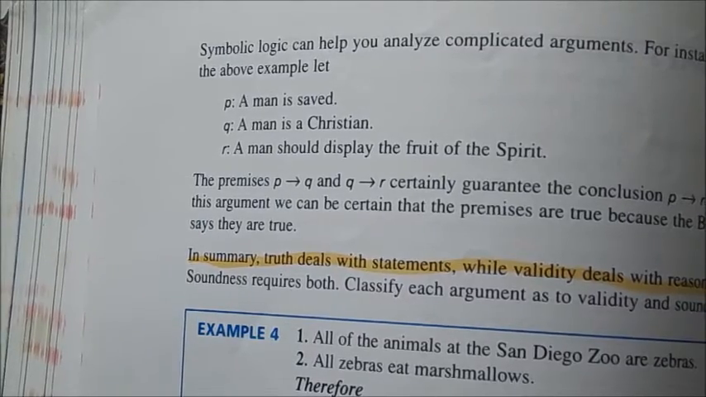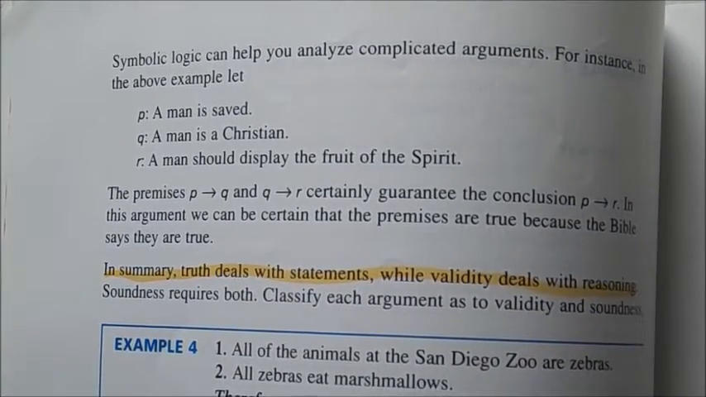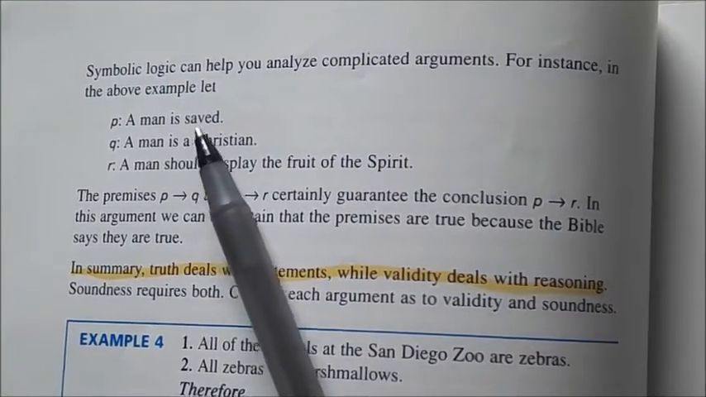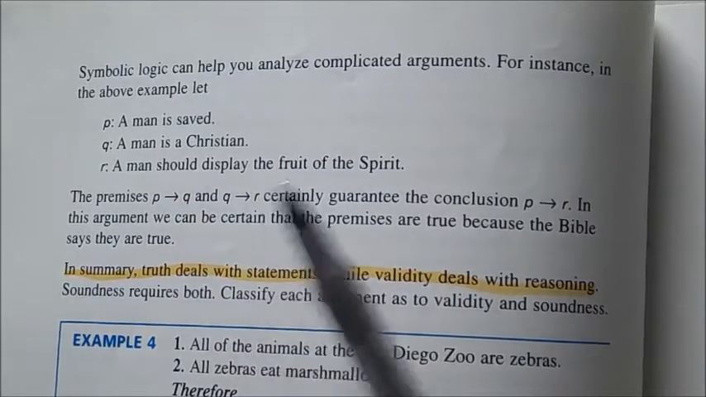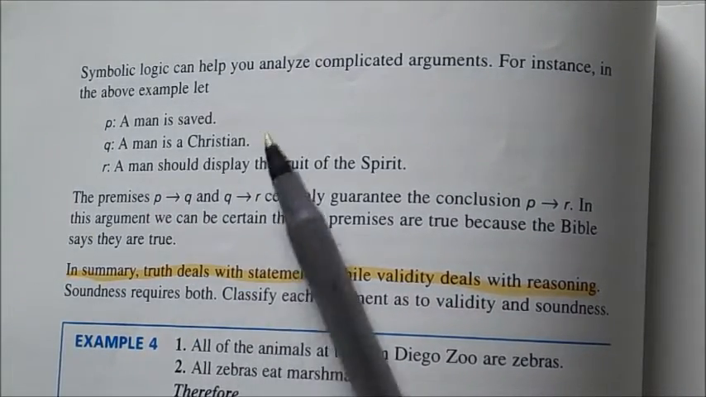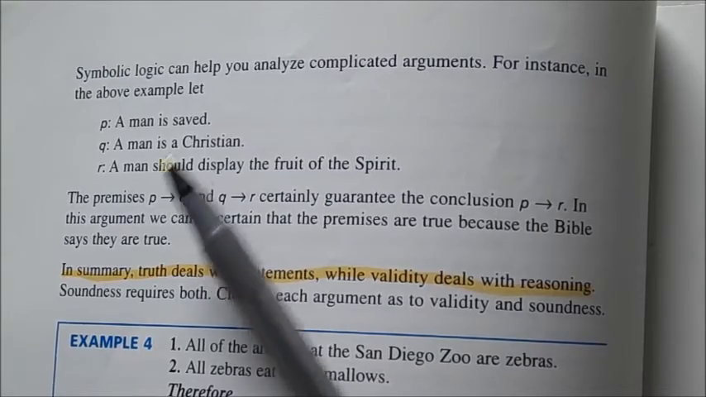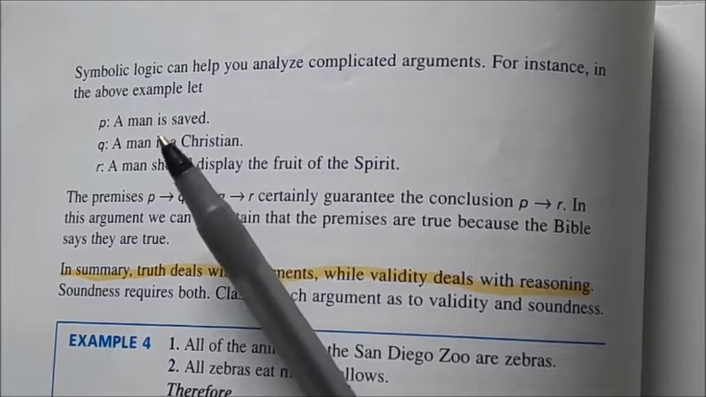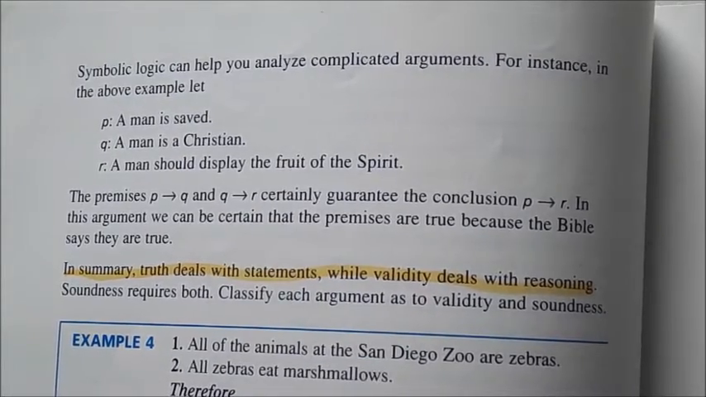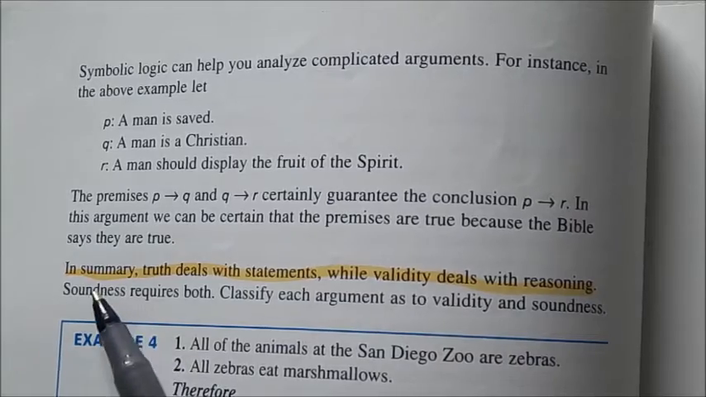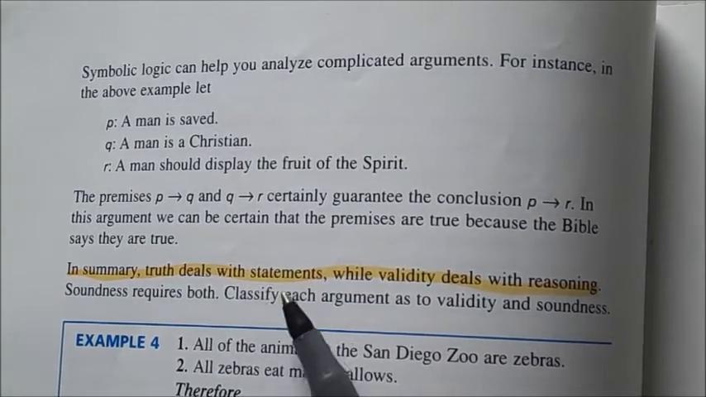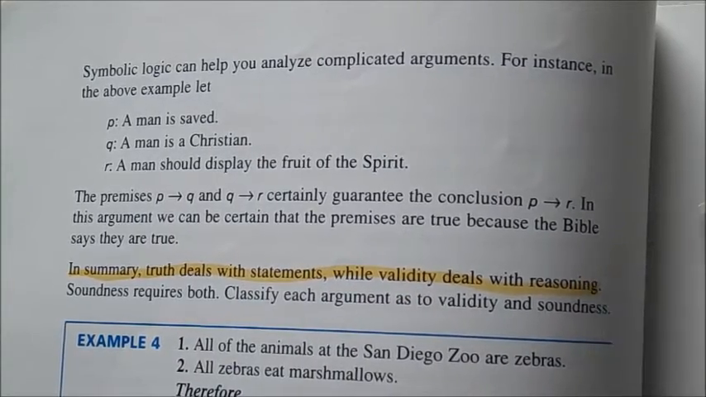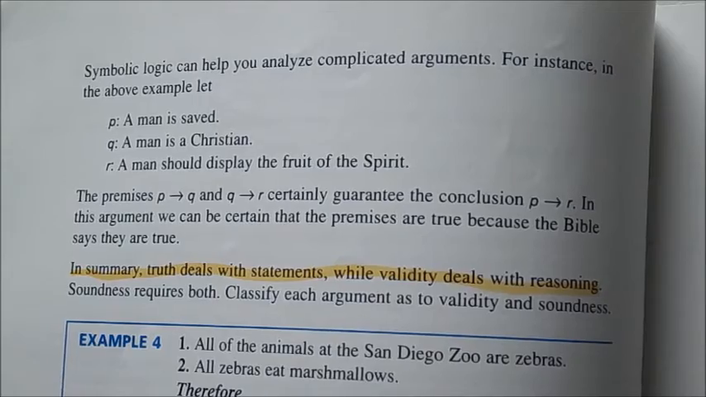Symbolic logic can help you analyze complicated arguments. For example, I just kind of hit on this earlier. If you said a man is saved is statement P, a man is a Christian, statement Q, a man should display the fruits of the Spirit, statement R, you could do if P then Q, if Q then R, and then if P then R would result. So anyhow, in summary, truth deals with statements. A statement can be either true or false, but validity deals with reasoning or logic, okay? And it does tell us that soundness requires both.